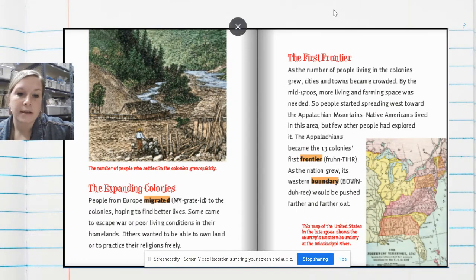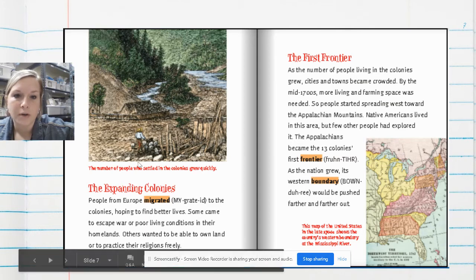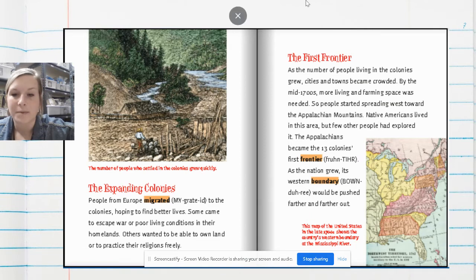The expanding colonies. People from Europe migrated, so remember that's to move to the colonies, hoping to find better lives. Some came to escape war or poor living conditions in their homelands. Others wanted to be able to own land or to practice their religions freely. You know, in some of those other countries, they're told what to do, or maybe they aren't able to buy land. So being able to have those new opportunities might be the reason why some of them came over. Our caption here says the number of people who settled in the colonies grew quickly, as we just saw from that last page.